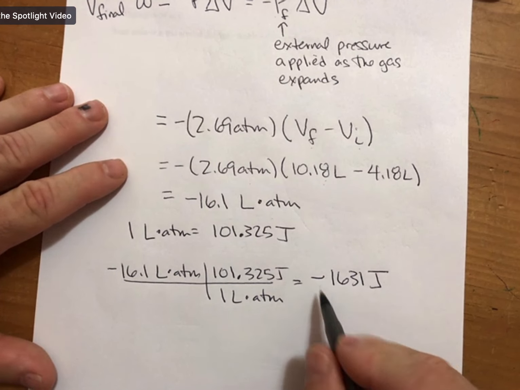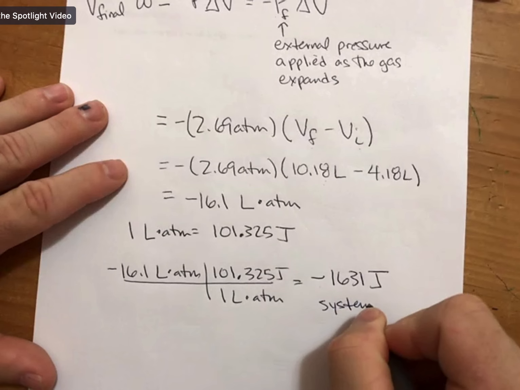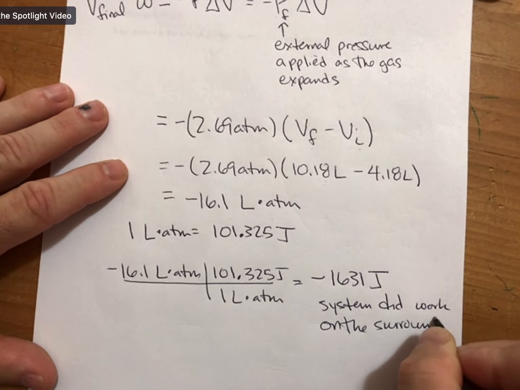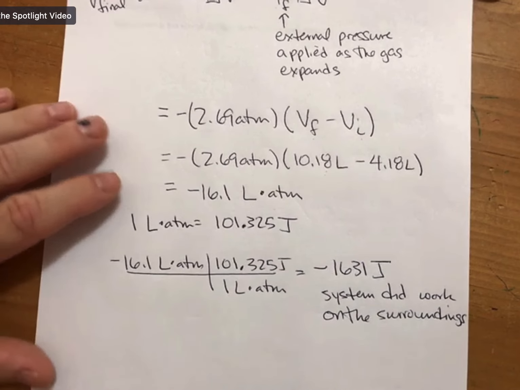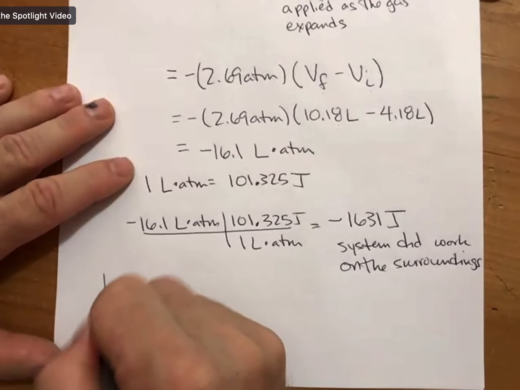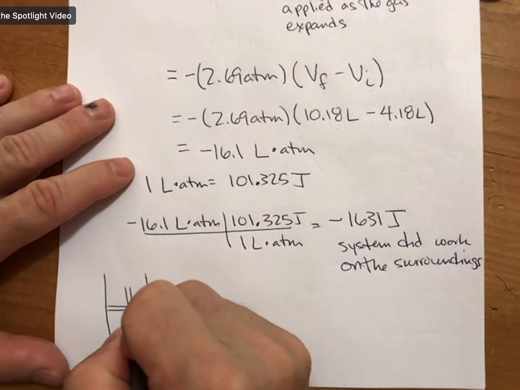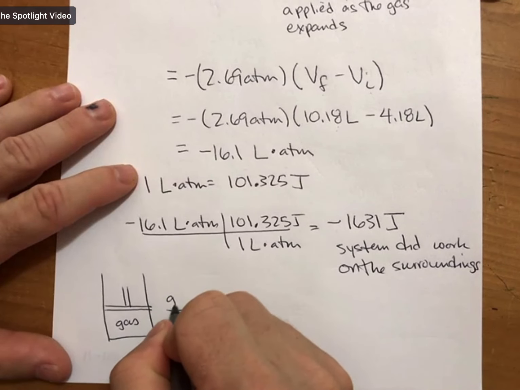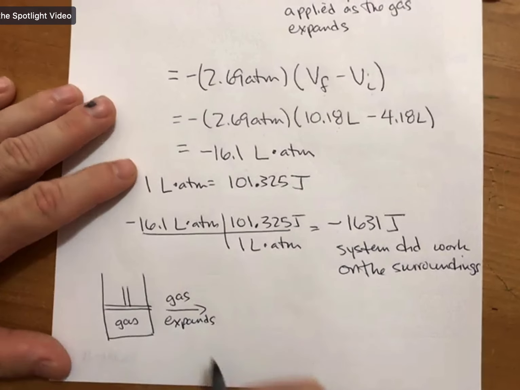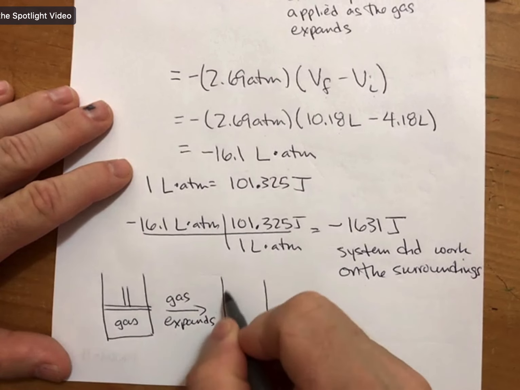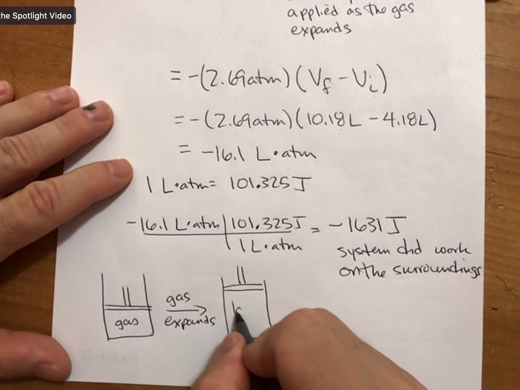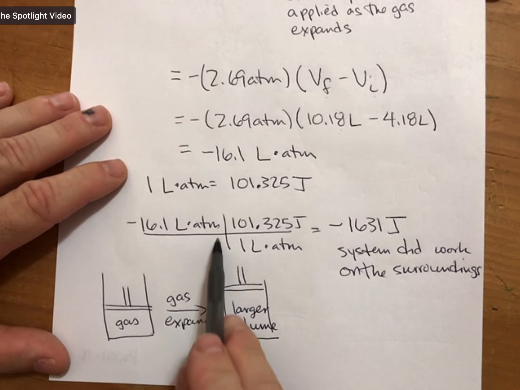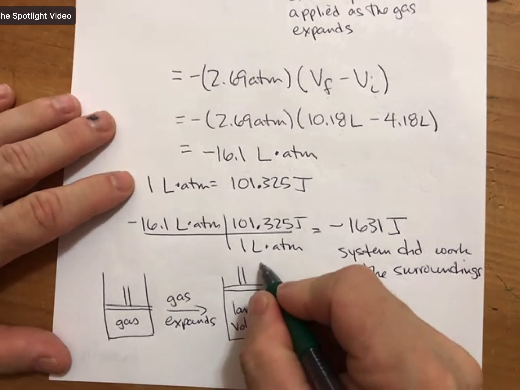And the negative means that the system did work on the surroundings. And just to bring this home a little bit, if we had a gas that was confined in a space here, and if the gas expands to a larger volume, then it has pushed the atmosphere back, or has pushed the gas here back.